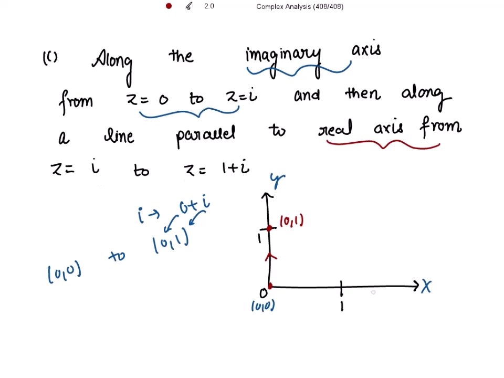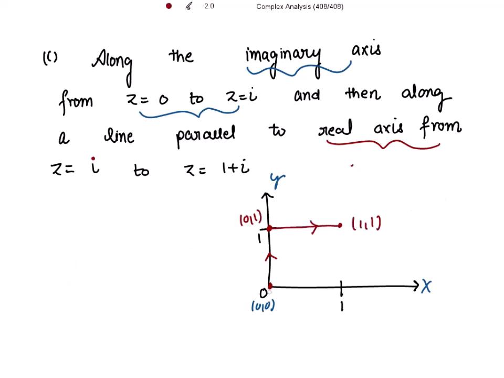This line is parallel to the real axis from z equal to iota. That is from this point. This is your point z equal to iota, right? To z equal to 1 plus iota. 1 plus iota is, the coordinate becomes 1, 1. So this is this point, so along this line.